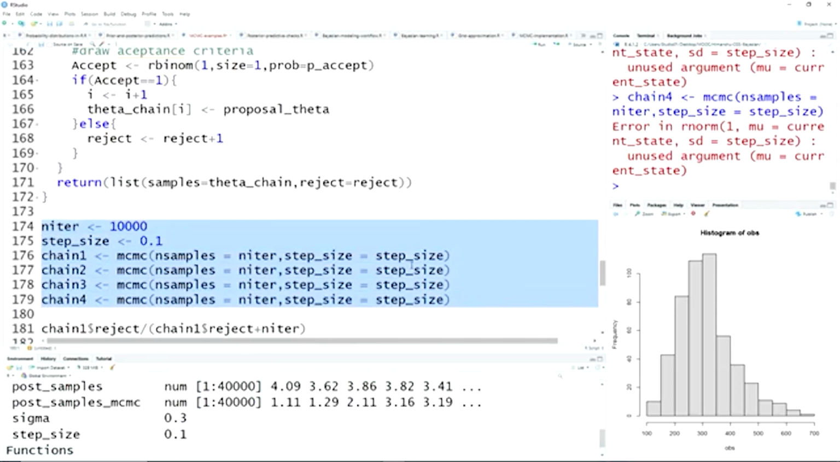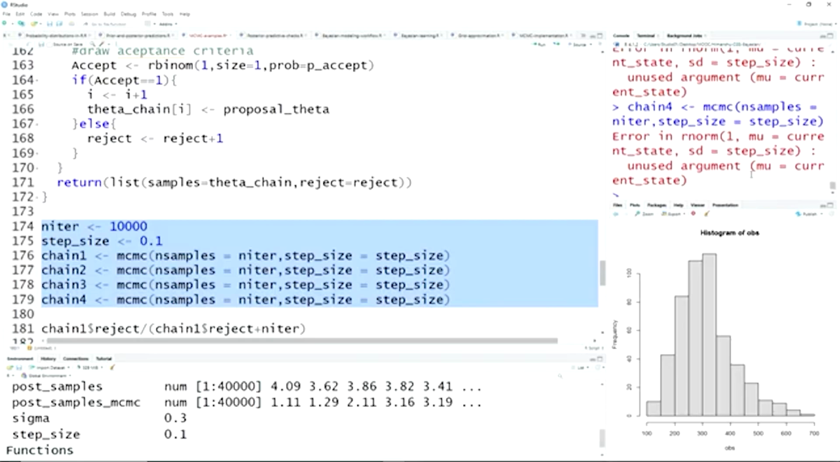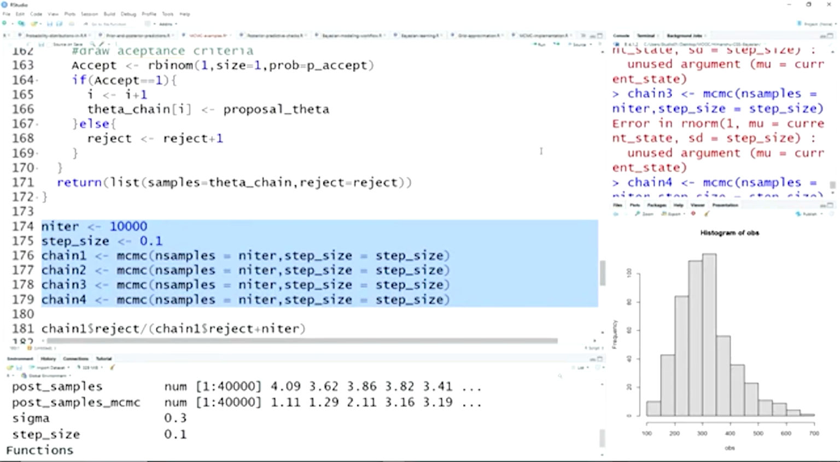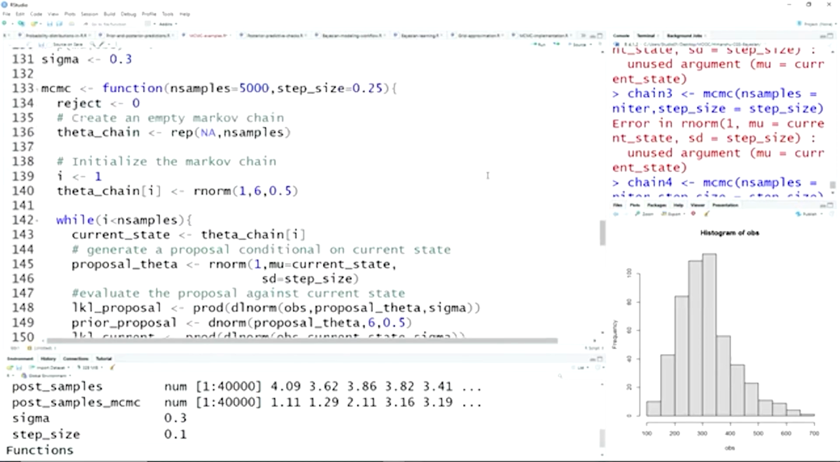Let's make it 0.1. Okay. So what happens is this, that it throws you an error. So there is an error, it seems, in generating the proposal. So unused argument. So this will happen. So I think because this parameter usually means... Okay, fine.